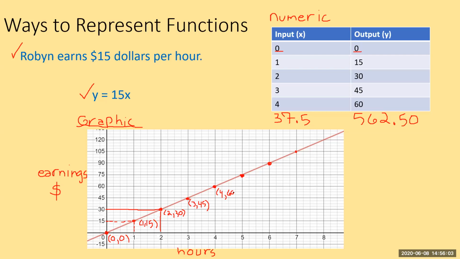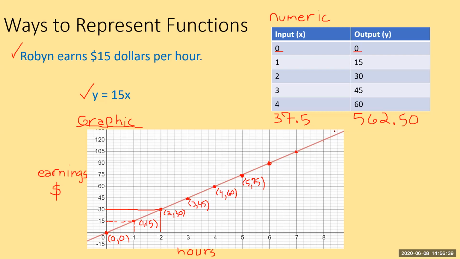And then just because I had some more room on my graph here, I was able to continue it further. So for 5 hours, she would make $75. For 6 hours, she would make $90. 7 hours, she would make $105. For 8 hours, she'd make $120. And if we had even more space, we could continue this graph if we wanted to.